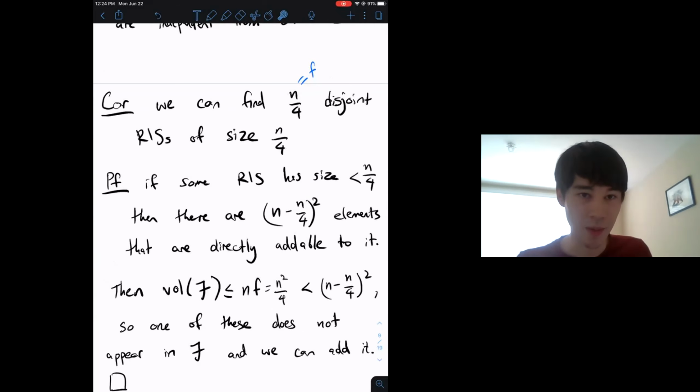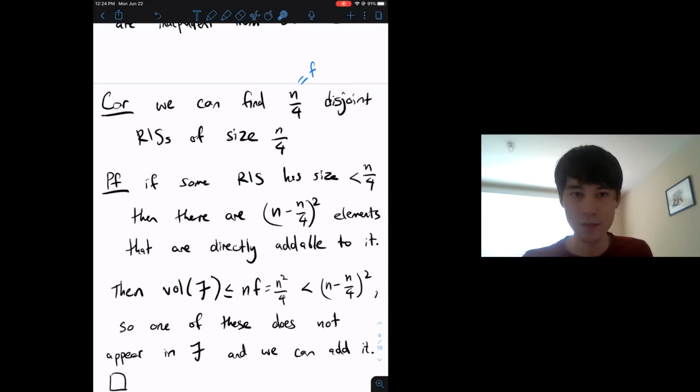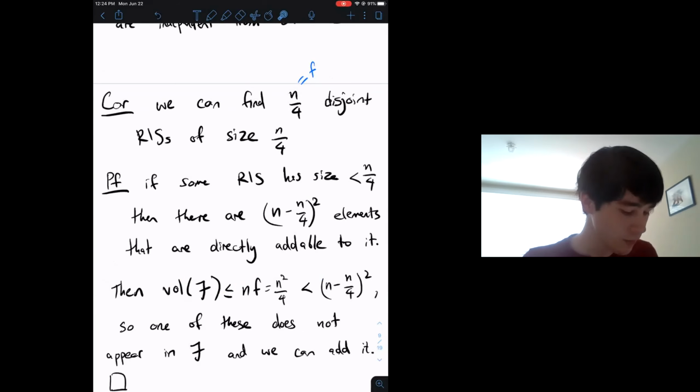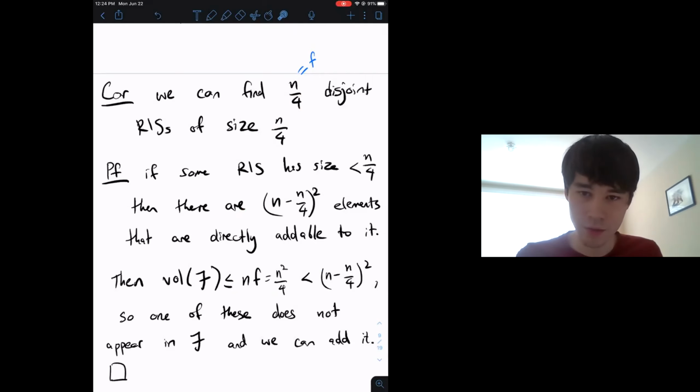If my family curly F had some n over 4 disjoint rainbow independent sets, and there was one which didn't yet have size n over 4, then I could just apply this lemma. This would tell me there are many things which are directly addable, but the volume of the family is just not that big. It's bounded by n times the size of F, and so there must be something that's directly addable which isn't already in the family. So this is really just an illustration of the kind of strategies that we will use to prove things. This is a completely wasteful proof, and moreover, there are simpler ways to prove this fact. But that is a corollary of fact 0.